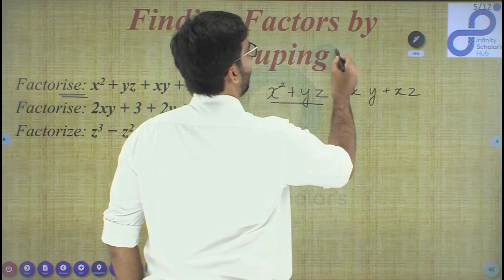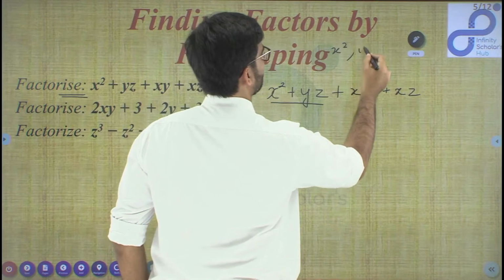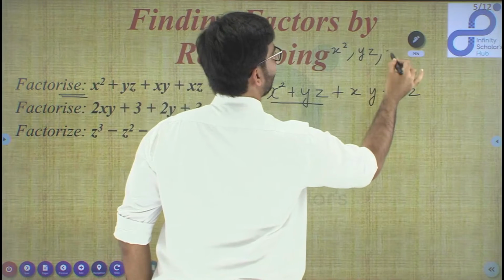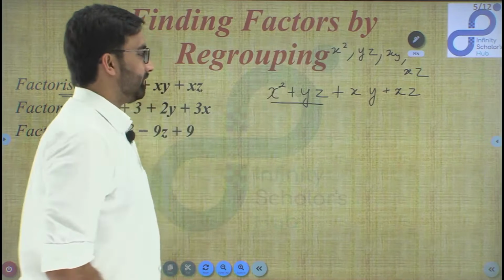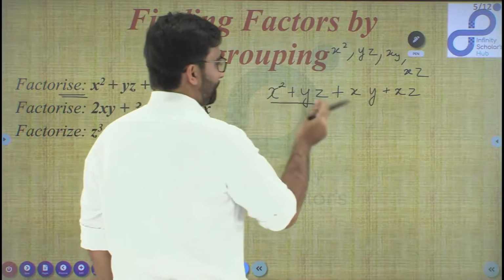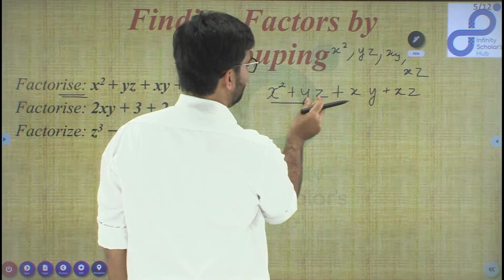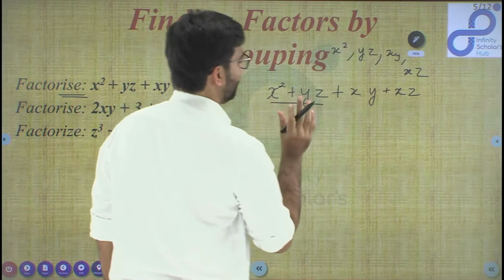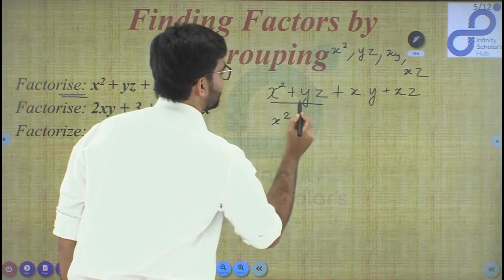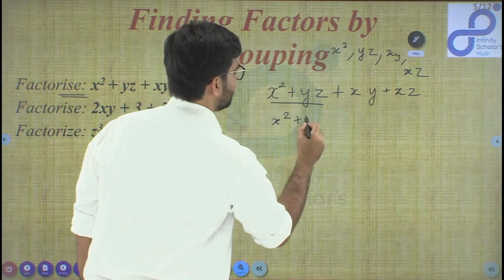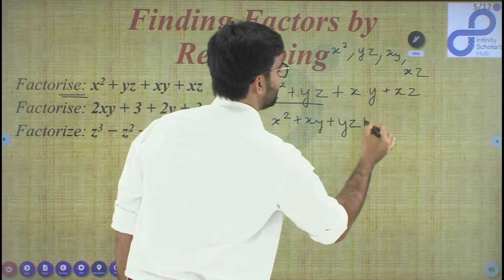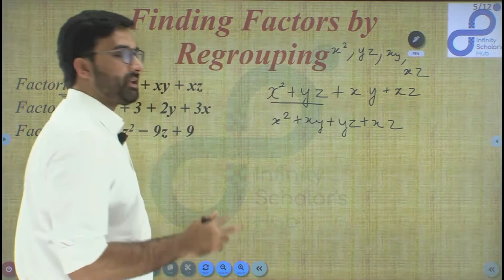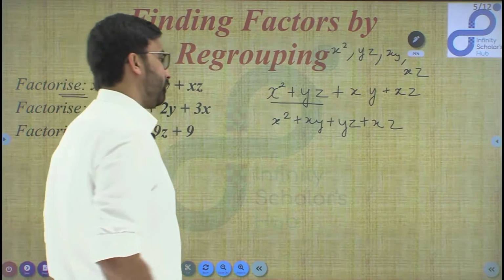There are 4 terms in this: x squared, then next is yz, the next term is xy, and the next one is xz. So overall there are 4 terms. What will I do? See, I can bring this xy and I will send the yz over here. Let's see what happens. So I can write this expression as x squared plus xy plus yz plus xz. Now I will take two terms and find out common in them.